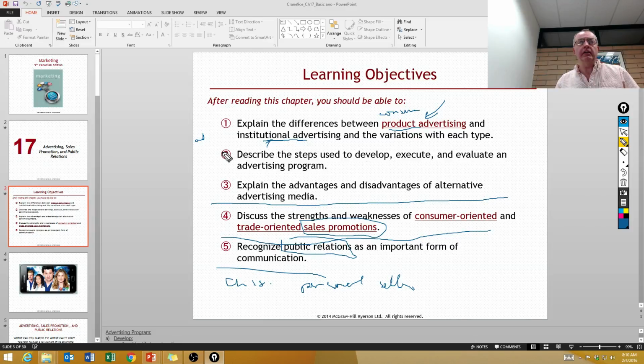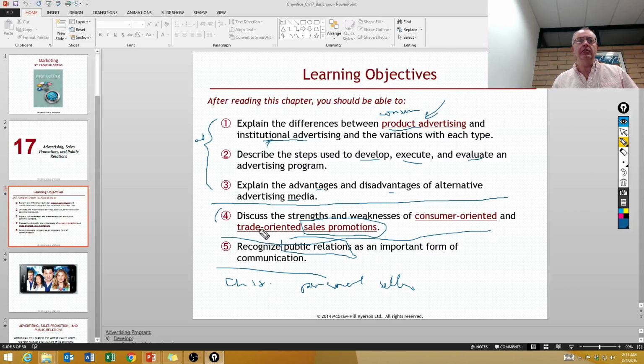Then we look at the process that advertisers use in developing and implementing an advertising program. We have to plan or develop the program, then implement or execute it, and then once we've implemented our ad program, we evaluate it, or assess how successful it was. Then we look at some pros and cons of different advertising media. That's the advertising section, and that's most of this chapter. At the end, there's a little bit more.